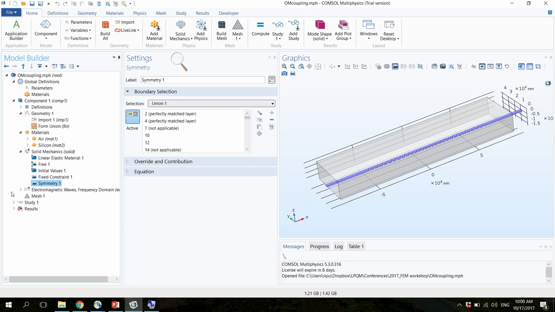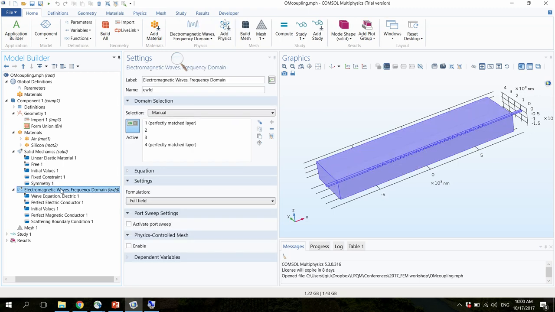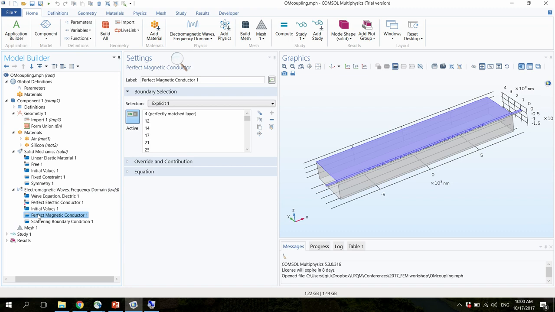For the optics, you can see that it is simulating the entire geometry, because it has to take care of the air that the light is propagating into. For the boundary conditions, there are two things to be careful about. One is the perfect magnetic conductor. What we're doing here is focusing on the TE mode of this cavity. And what we introduce here is a symmetric plane for the electric field, the upper and lower symmetric plane.